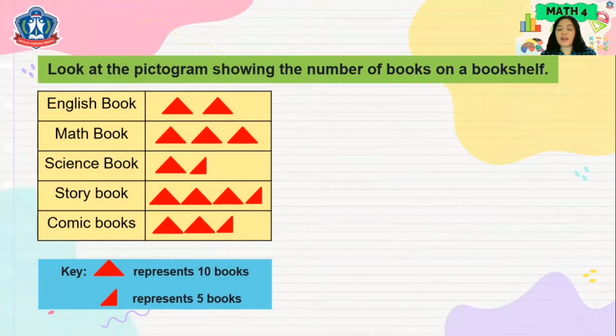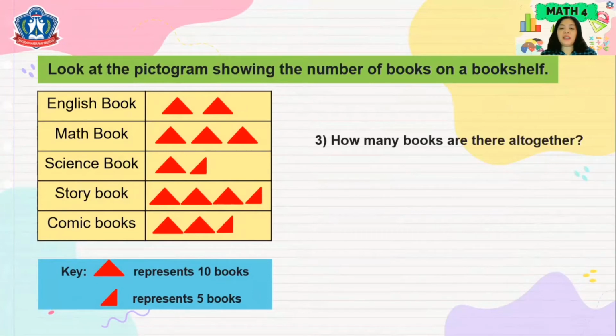Okay, another problem and the same pictograph. How many books are there altogether? So we will count all the books. So first, let's count how many whole triangles are there altogether. Can you count? Yes, there are 11 whole triangles. And we have 3 half triangles.